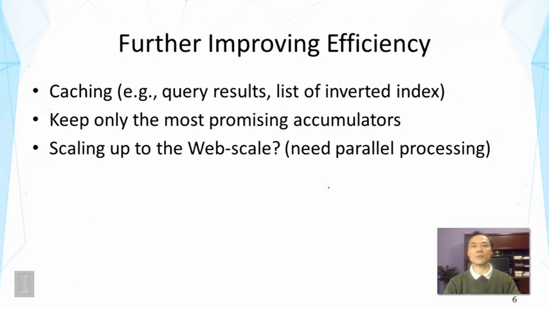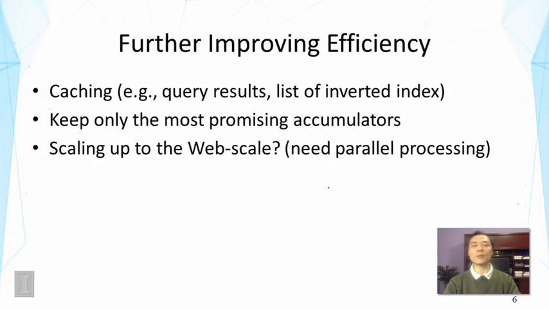So there are some tricks to further improve the efficiency. Some general techniques include caching. This is just store some results of popular queries, so that next time when you see the same query, you simply return the stored results. Similarly, you can also store the list of inverted index in the memory for a popular term. And if the query term is popular, likely you will soon need to fetch the inverted index for the same term again. So keeping it in the memory would help.